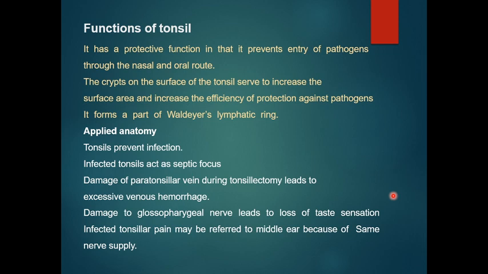Then what are the functions of tonsil? It has a protective function in that it prevents the entry of pathogens through the nasal and oral route. The crypts on the surface of tonsil serve to increase the surface area and increase the efficacy of protection against pathogens. It forms a part of Waldeyer's lymphatic ring.